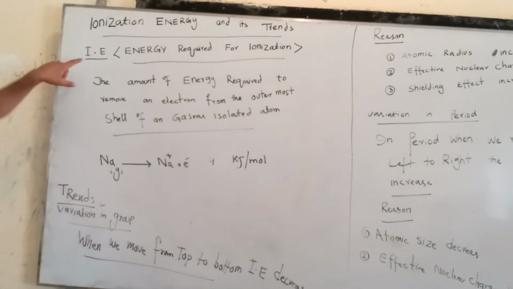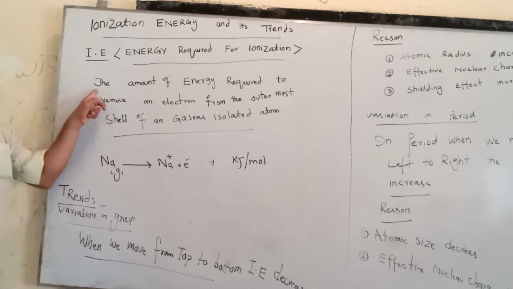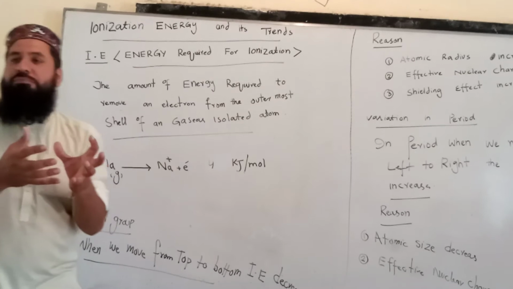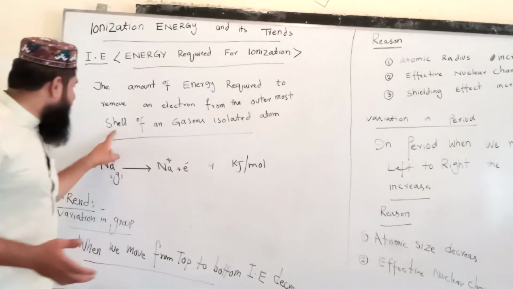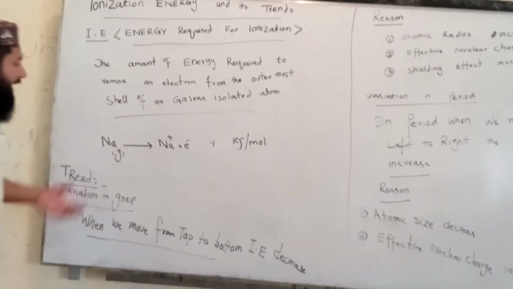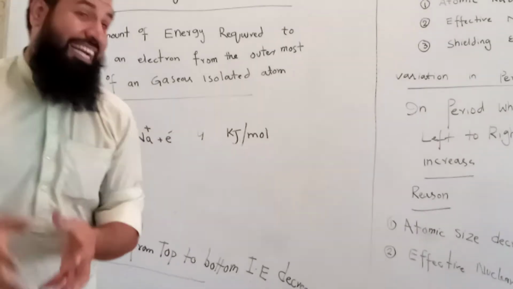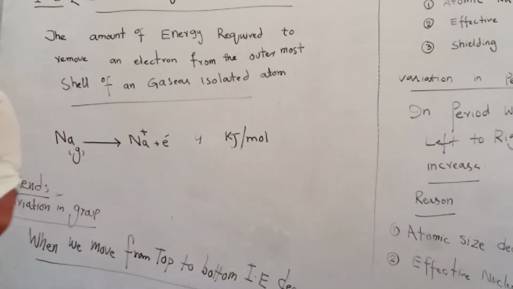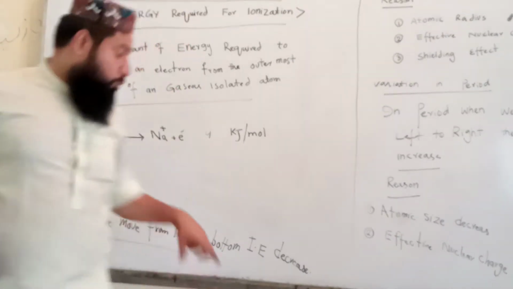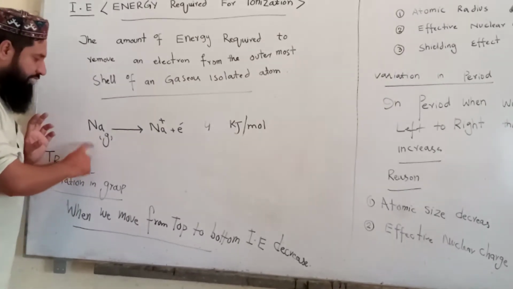Actually we can define ionization energy like that. It is the amount of energy required to remove an electron from the outermost shell of a gaseous isolated atom. For example, we have sodium. This sodium will be in the gaseous state and isolated, meaning it will not combine with other substances. So this sodium is in the isolated state and in the gaseous state.